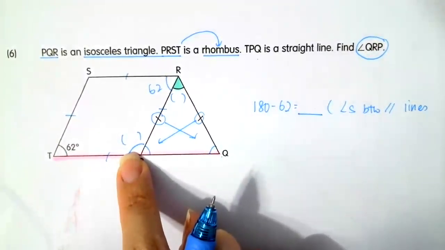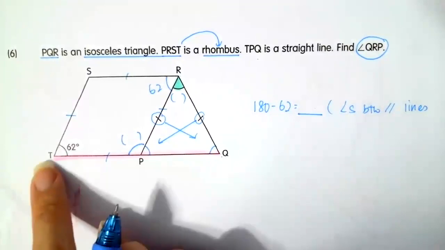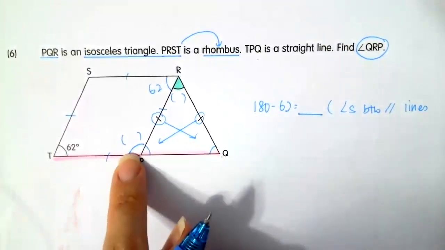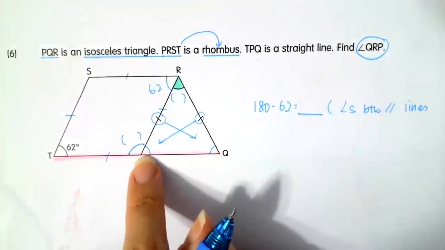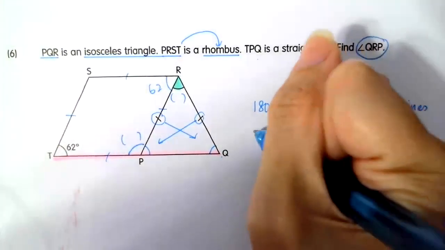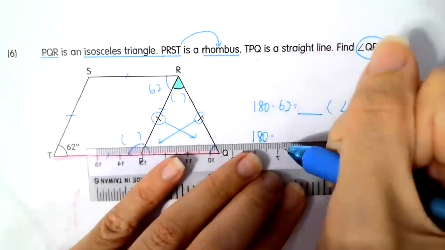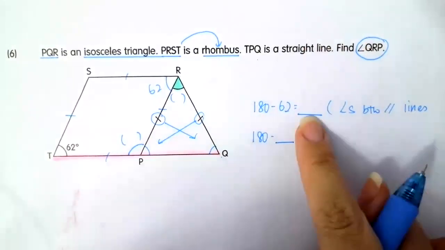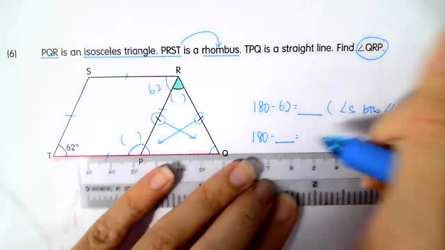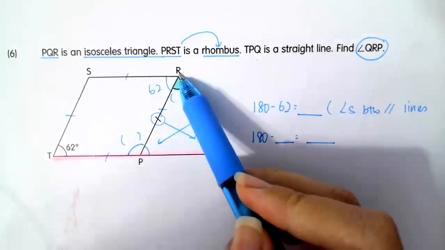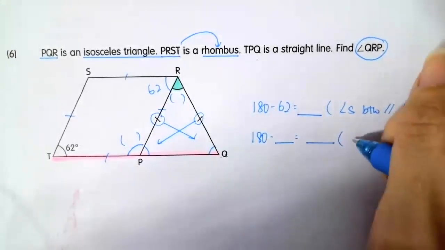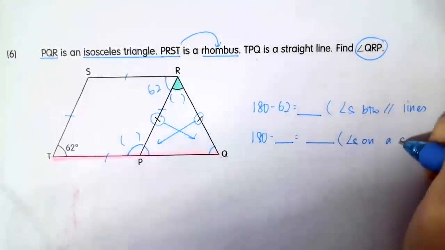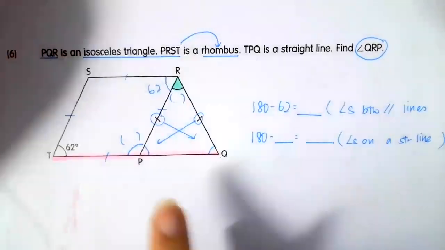Second step: just now I told you this pink line is a straight line. So with angles on a straight line, I can find angle RPQ, this one here. I can take 180 minus this angle that I found from step 1 to find angle RPQ. So this would be angles on a straight line.